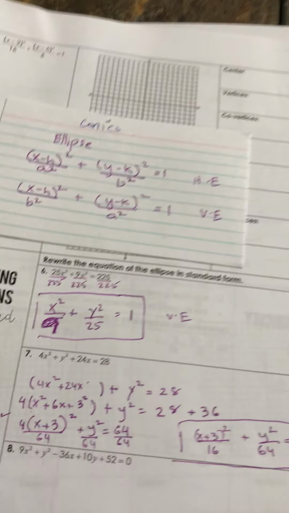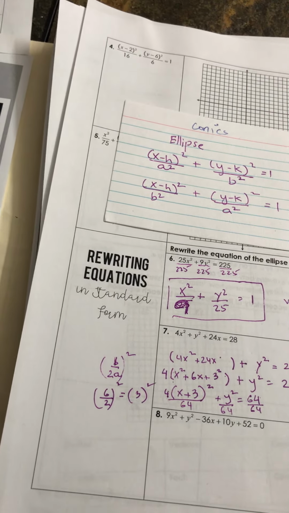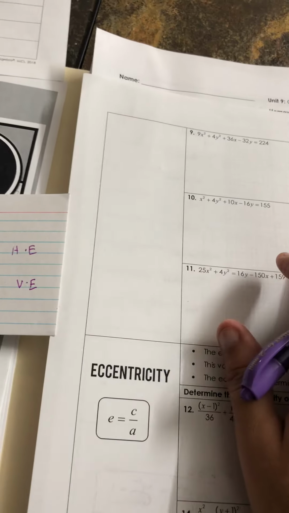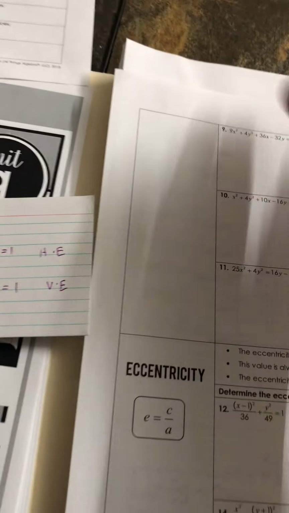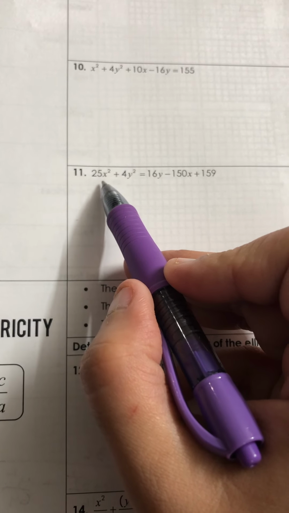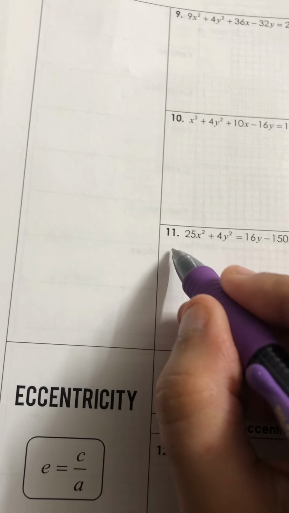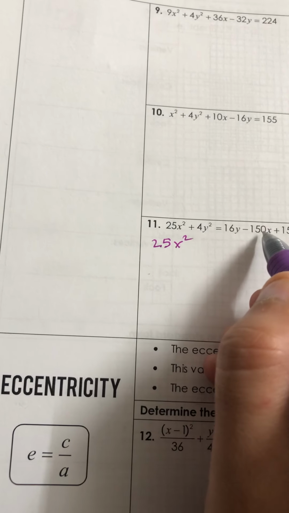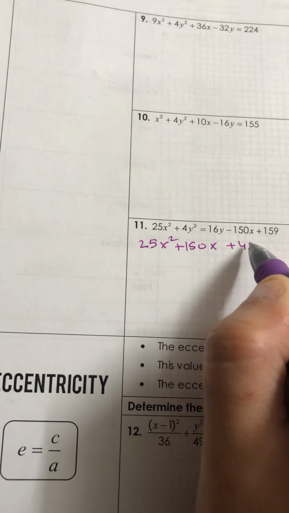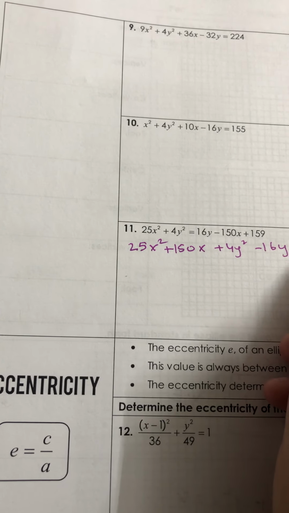Got it? Let's do one more question, and then we are done with this topic. Let's do question number 11. So here we have x squared, 4y squared, 16. Bring all the x and y terms to one side. I will rewrite it as, when this comes to that side, 150x plus 4y squared minus 16y equals 159.